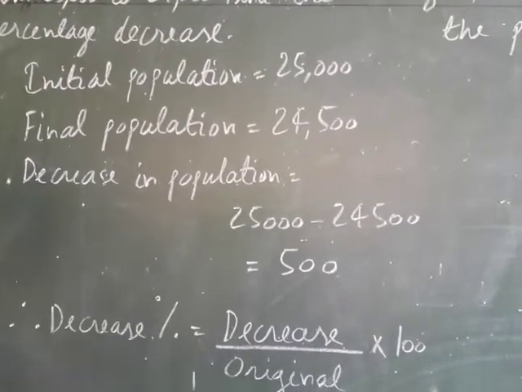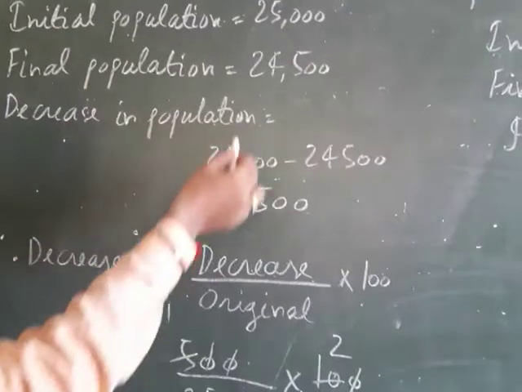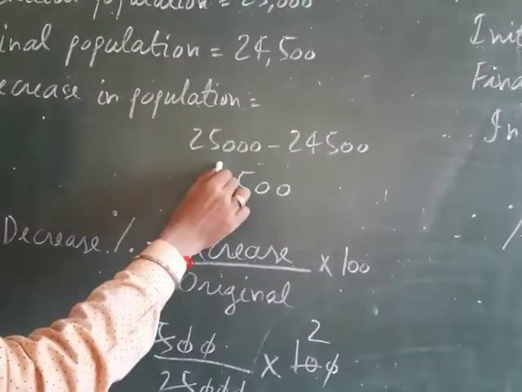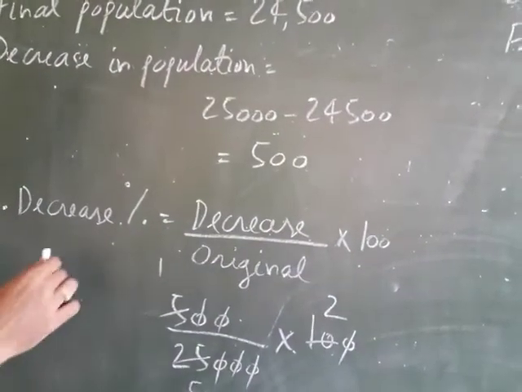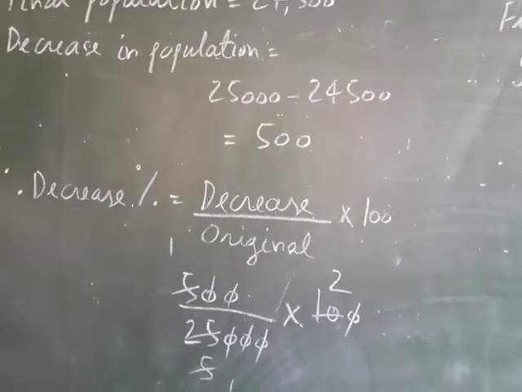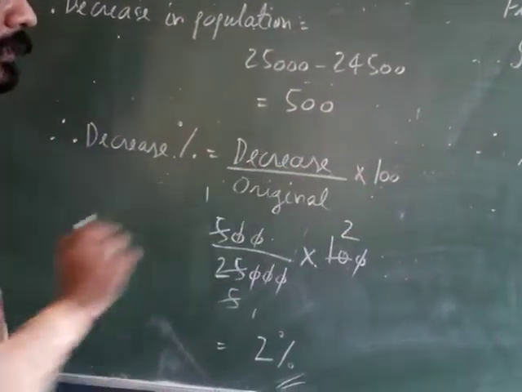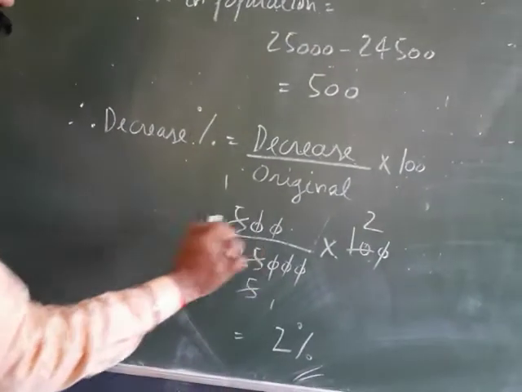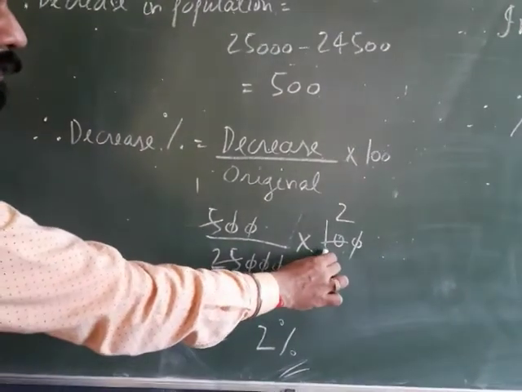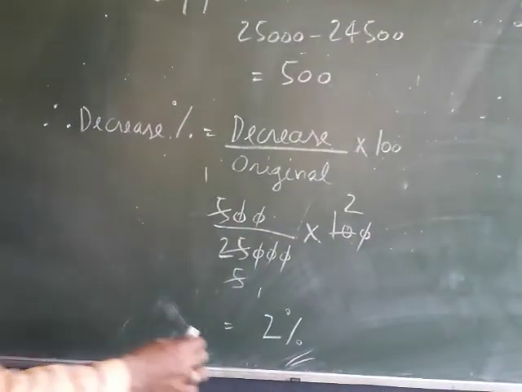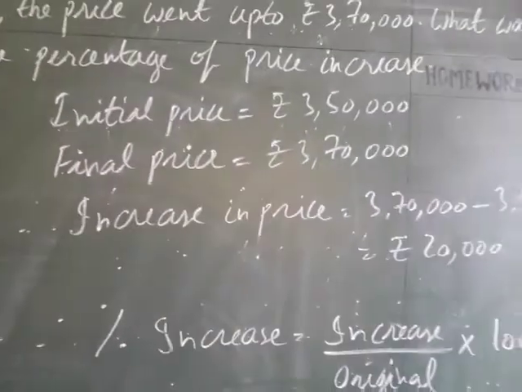First you will find how much decrease is there in population. How you will find decrease in population, you will subtract both. 25,000 minus 24,500, you will get 500. Now student, there is a formula to find a decrease percent. How? Decrease upon original multiply by 100. So decrease in population was 500, original population was 25,000, multiply by 100. Simplified you will get 2%.